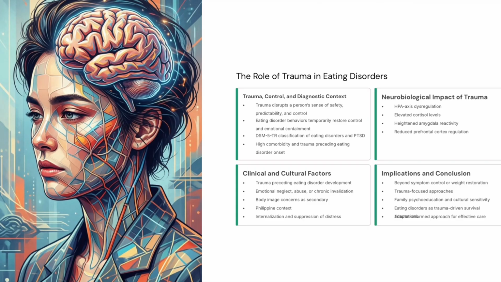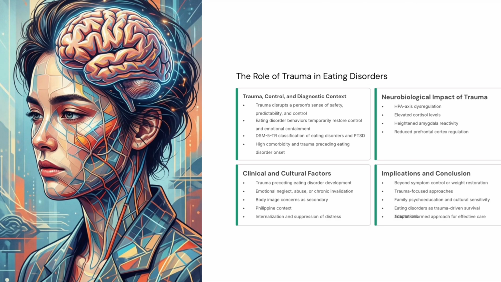When a person experiences trauma, the body's stress system becomes overactive. Cortisol levels stay elevated, the amygdala, which is the brain's threat detector, becomes more reactive, and the prefrontal cortex, which helps us regulate emotions and make rational decisions, becomes less effective.